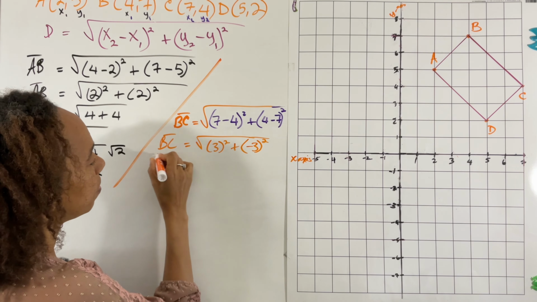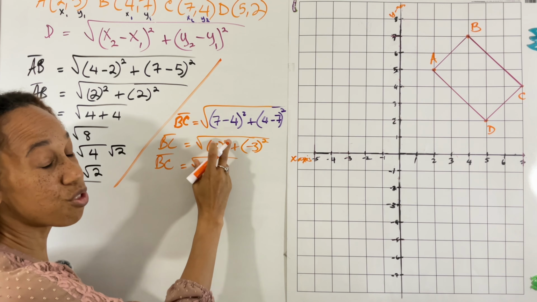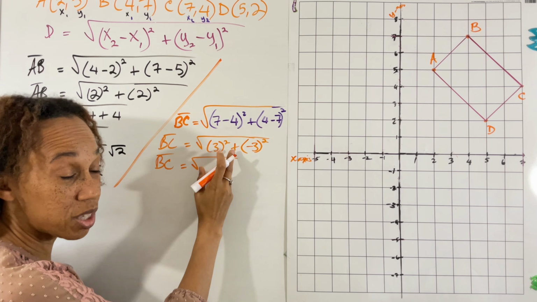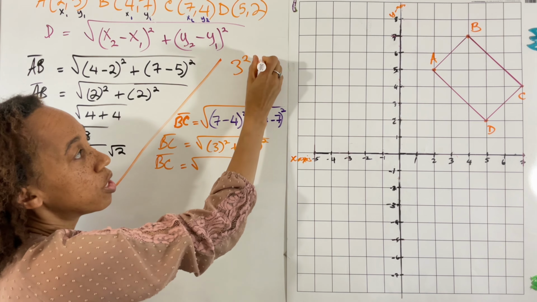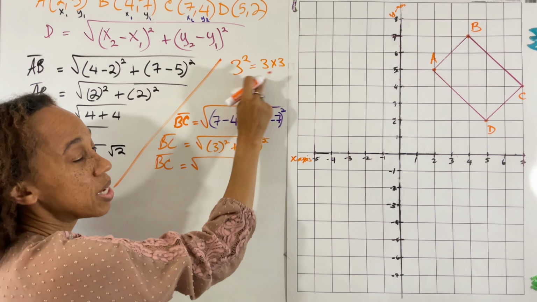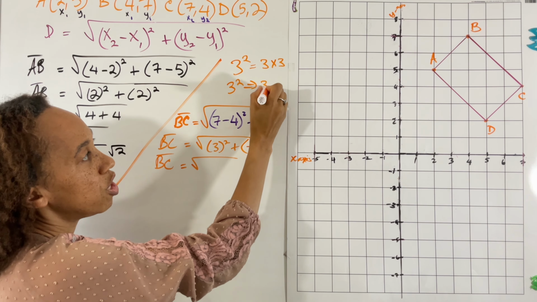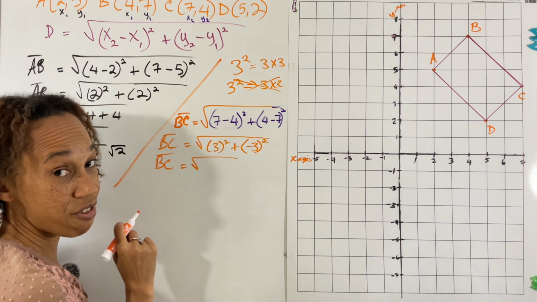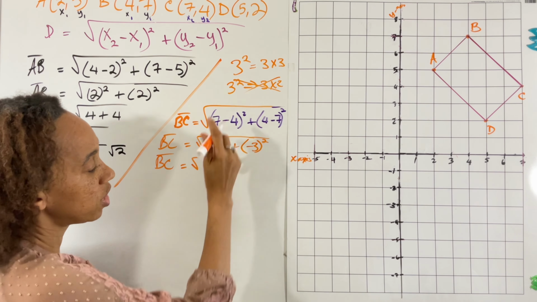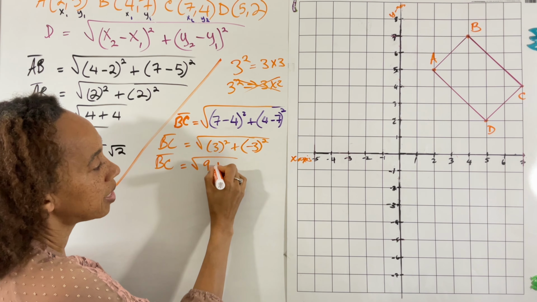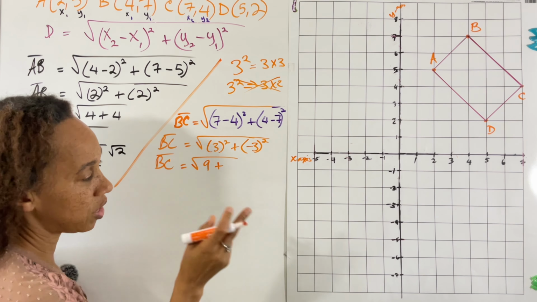So let's continue. Segment BC is now going to be 3 to the second power, and please, it's 3 to the second power, not 3 times 2, so please don't make that mistake. 3 to the second power simply is telling you that you're going to multiply 3 2 times or by itself, okay? 3 to the second power does not mean that you're going to do 3 times 2. No, that is incorrect, because that would be 6, and 6 is not what you need to have here. So 3 to the second power is 9, plus negative 3 to the second power is also going to be a positive number, because negative times negative is going to be a positive number.